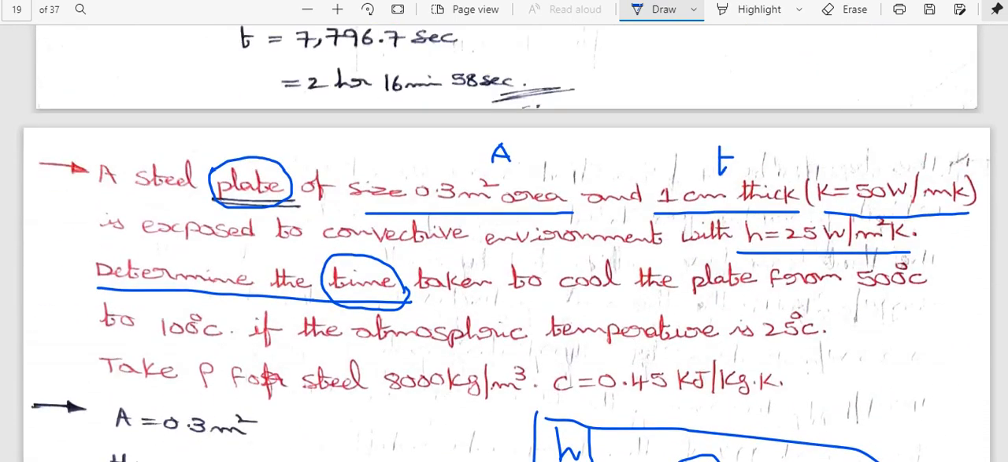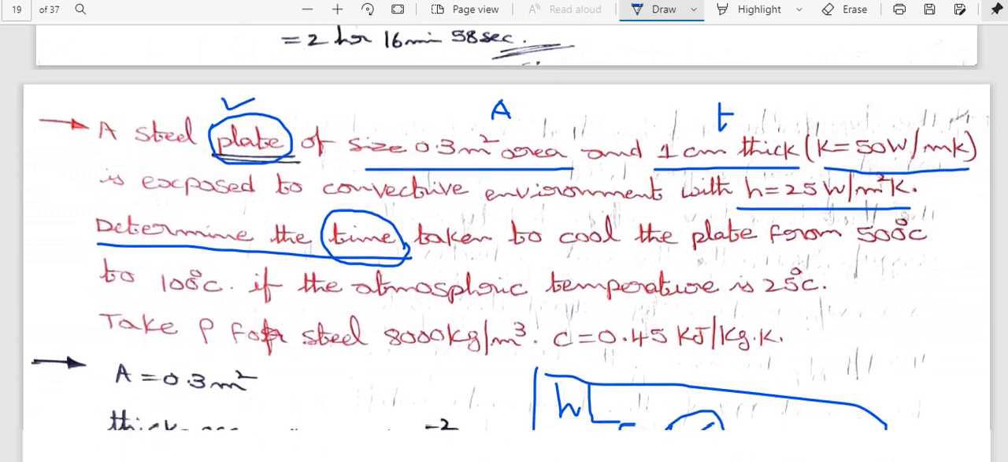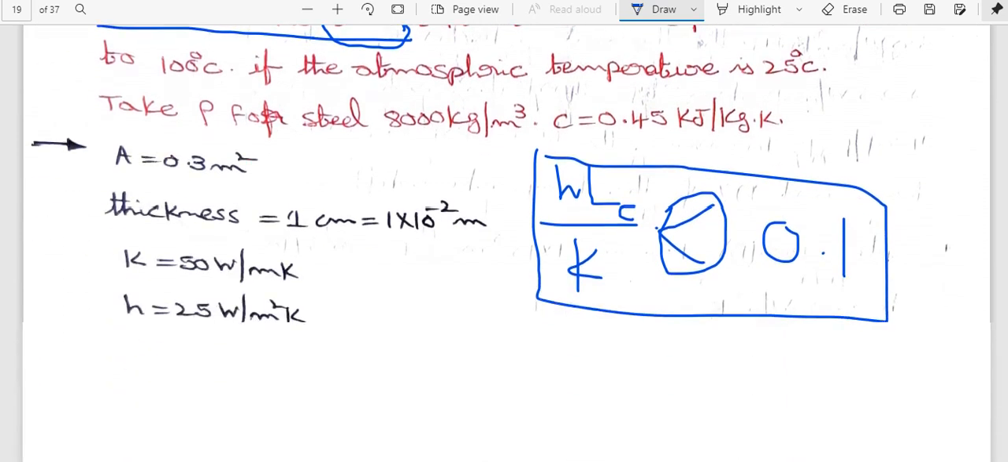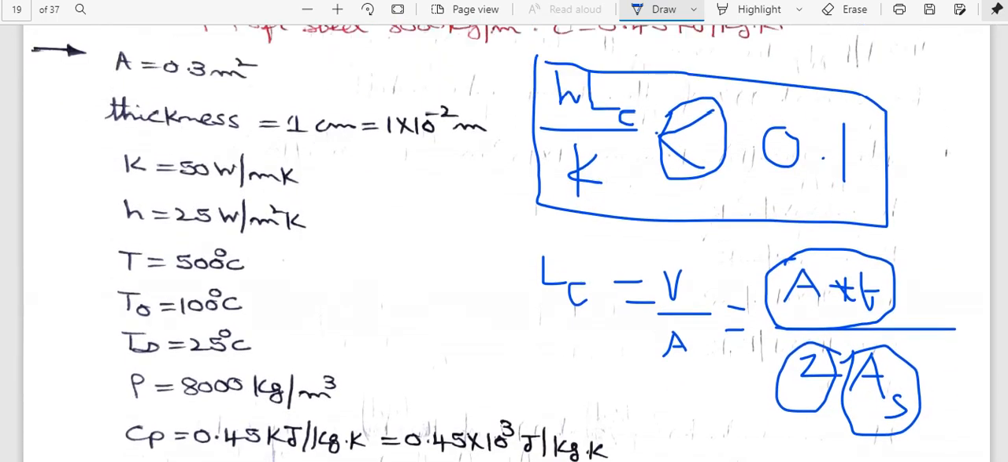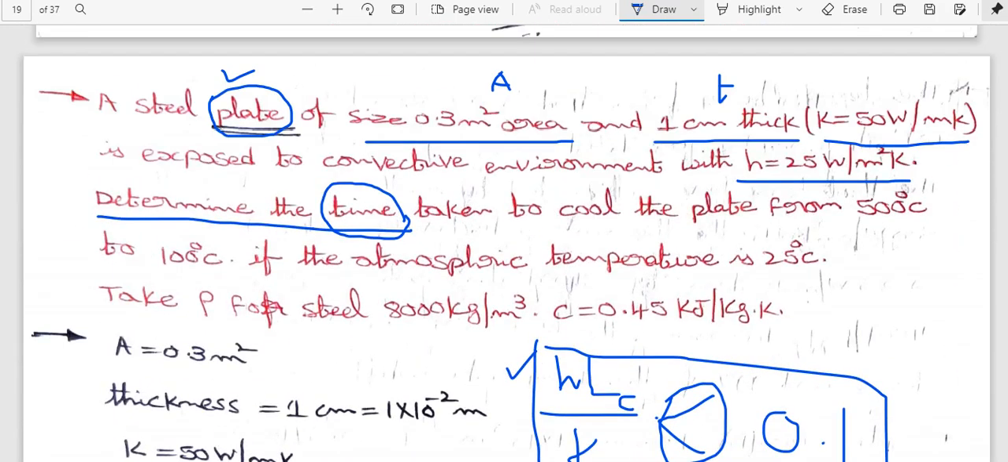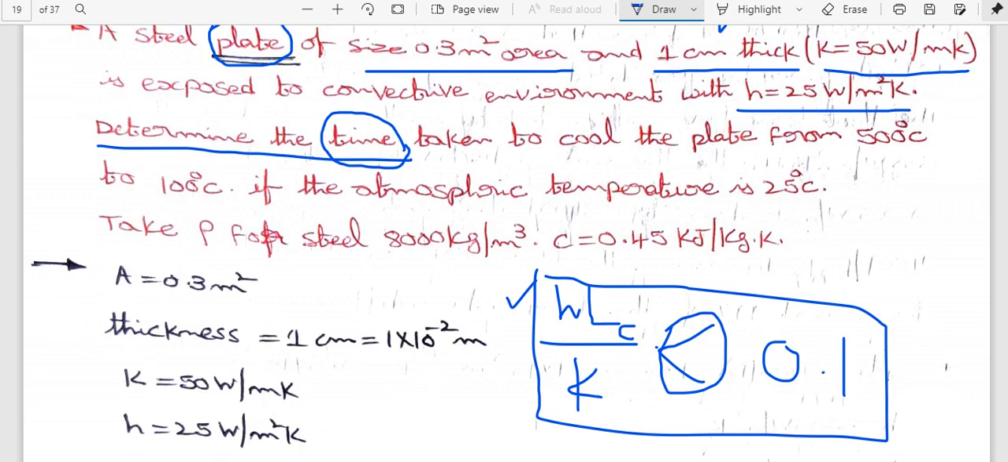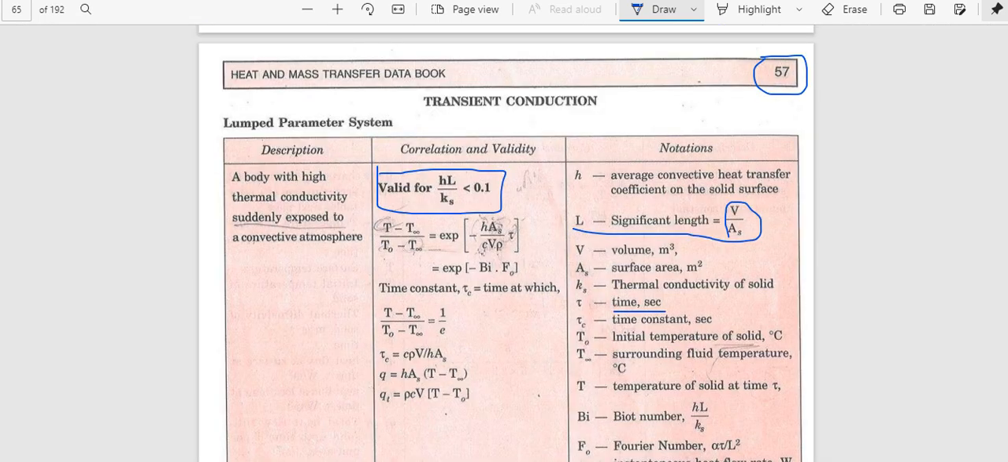Here 2 is for both sides of the surface. The material is a steel plate, so this is a solid body. That's why I am considering the hL/k value, whether less than or greater than. First of all, we need to calculate the time value. So take the plate from 500 degrees to 100 degrees. Here this is the plate temperature T, and it goes to 100 degrees. This is the T0 value. So what is the T value?